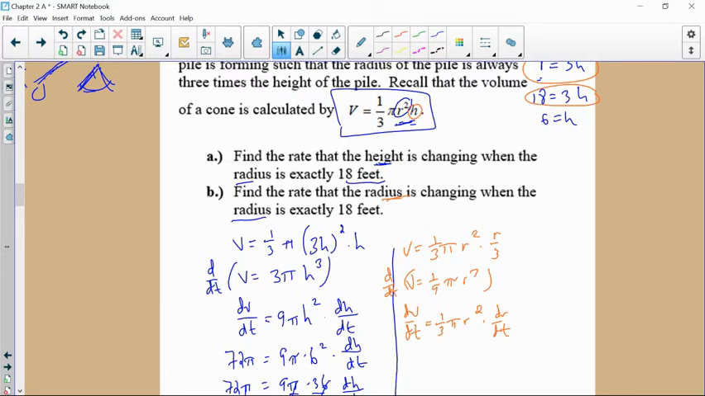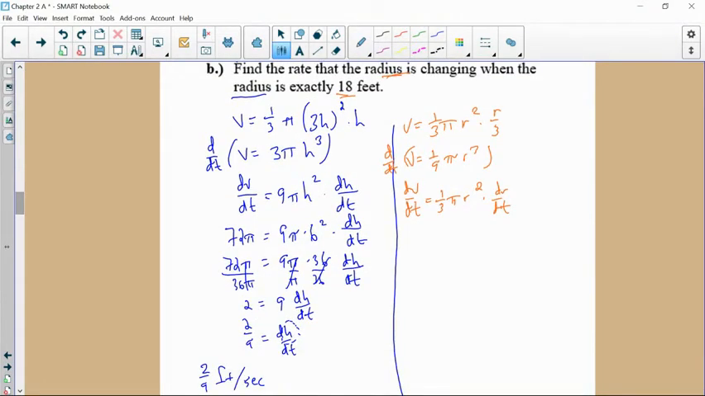So here I know 18 is that same instant, the same moment of time, and that represents a radius measure. So I'm good with that. So dv dt is equal to 1/3 pi 18 squared dr dt. Oh, and I realized I still know my volume, right? My volume is still that same 72 pi. Wow, I almost have that lined up. 72 pi.